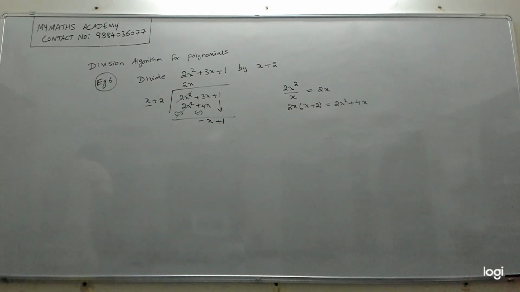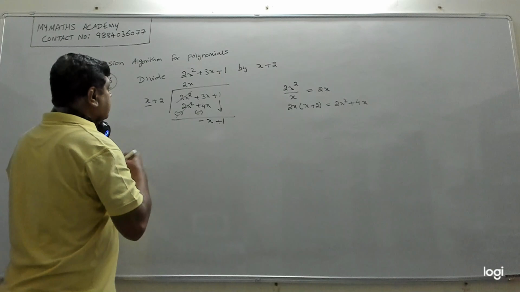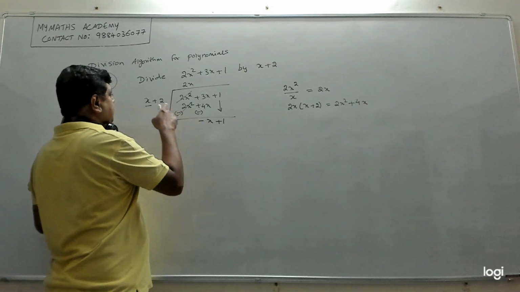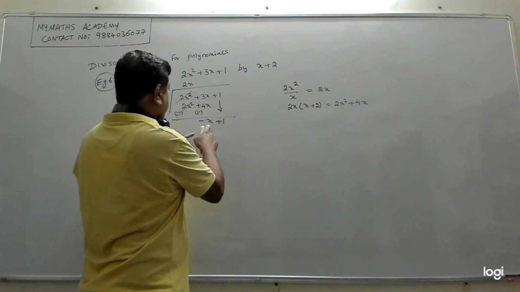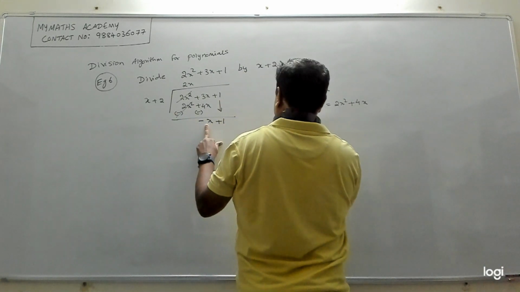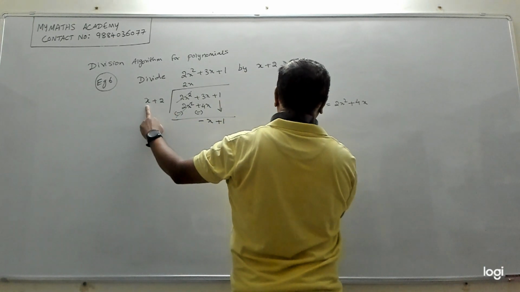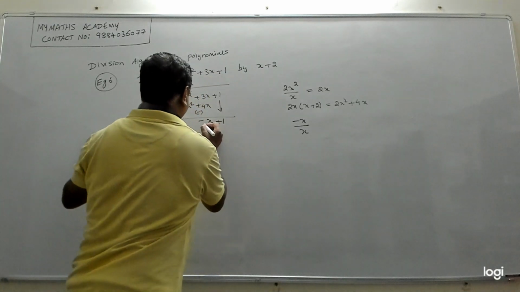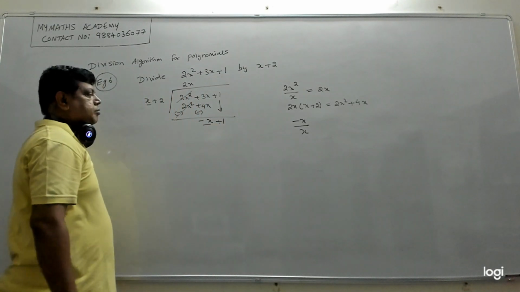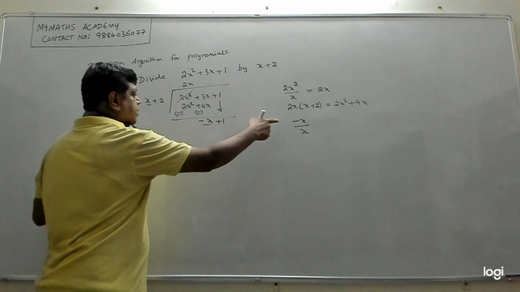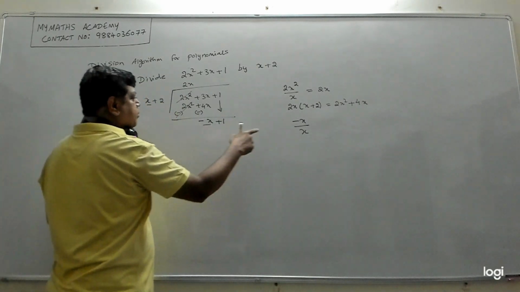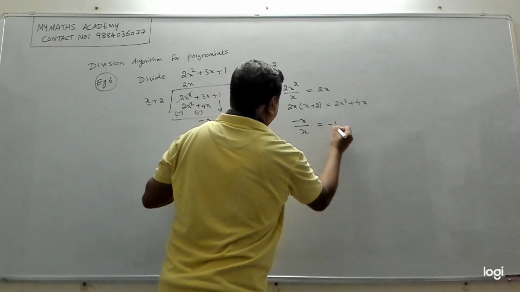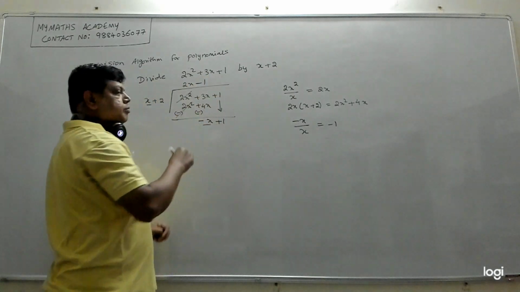Right? Then again we will take the first term of this with the first term of this. The first term here is minus x, divided by the first term of this, x. Now what is minus x by x? It is minus 1. So you will put that minus 1 here.